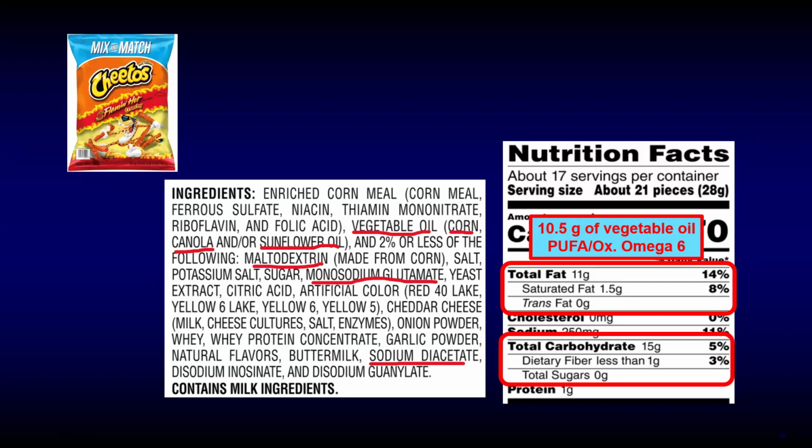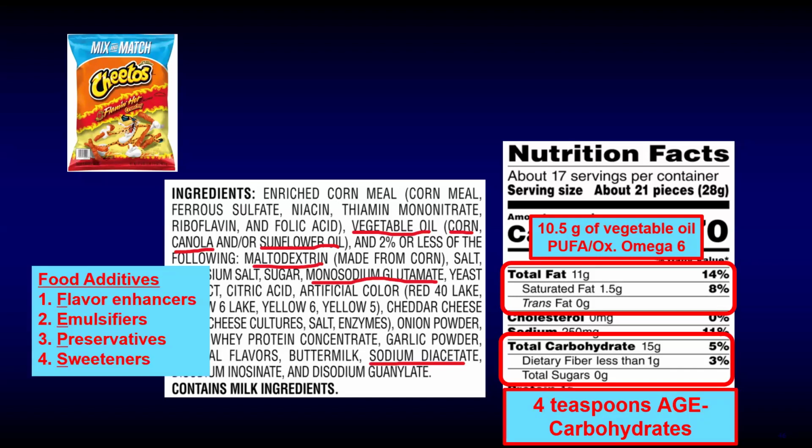Then you look at your total carbs and say, well, there's no added sugar. That's true. But 15 grams divided by 4 grams is the equivalent of 4 teaspoons of carbs. What kind of carbs are these? Those are aged carbs. They're glycated, oxidized carbs. They're going to hit your proteins and age your proteins. Why? Because they were heated up under dry conditions at 400 degrees. That's why they're poisonous.